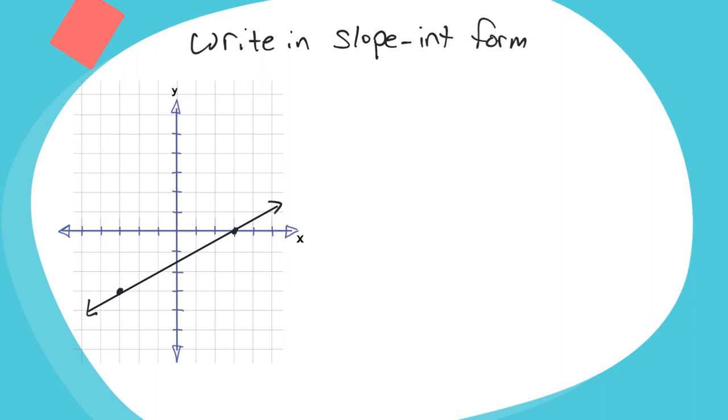So I'll write m for slope. Actually, I'll make it where it's a little easier to see. Let's go ahead and use a different color here, m. And I can go up 1, 2, 3. So I go up 3. And then I go over 1, 2, 3, 4, 5, 6. 3 over 6, which is 1/2. So there's my slope.